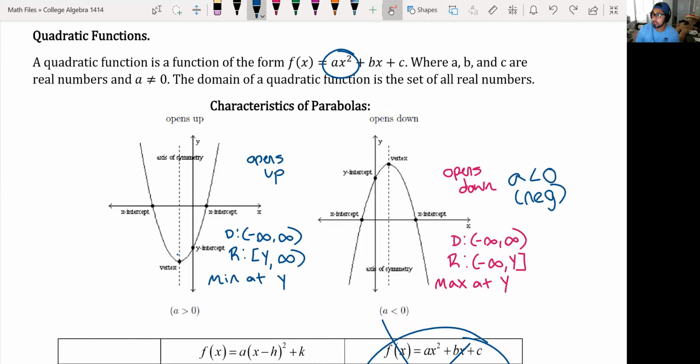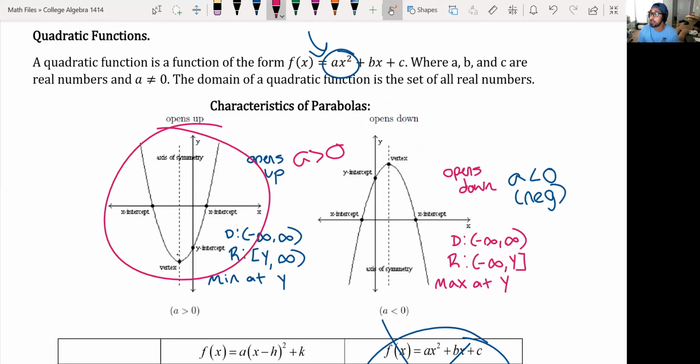And then the next part says if a is positive, meaning if a is greater than 0, if the leading coefficient is greater than 0, then your parabola will open up and your parabola will have a minimum. That's all that says.